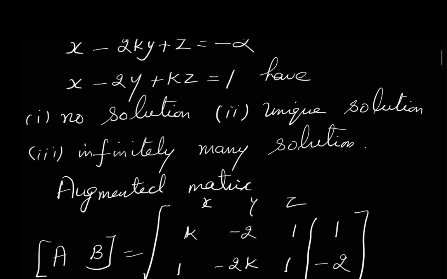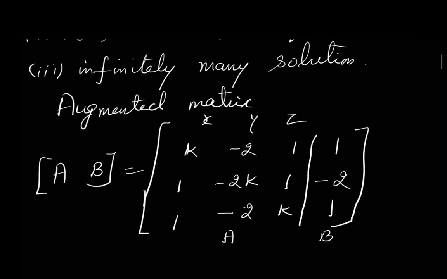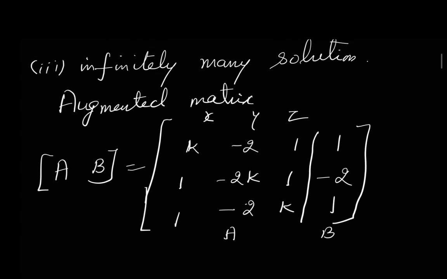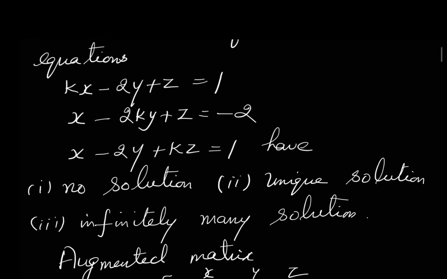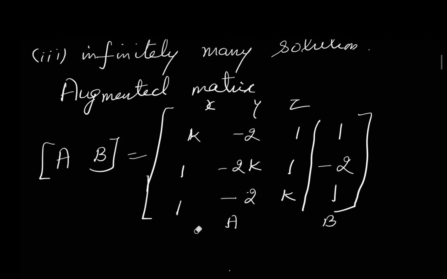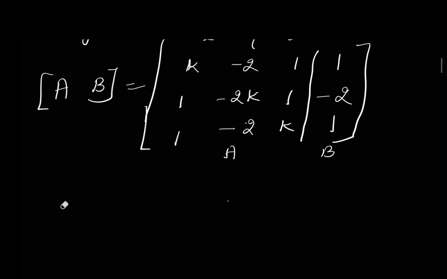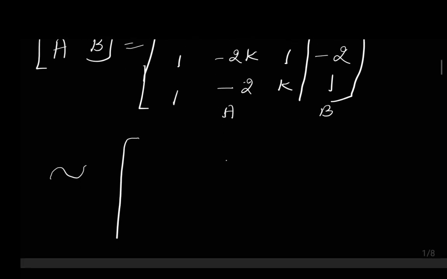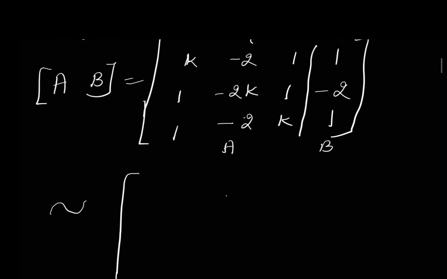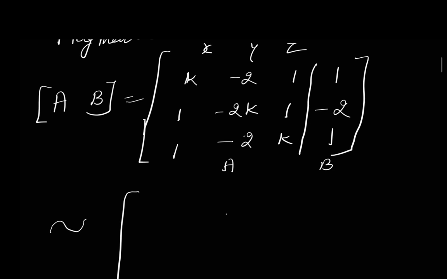First, let me bring the given system into the augmented matrix form. I collect all the coefficients of x, y, z in the three equations and write them in the augmented form. Now, let us do the elementary transformations to bring it into row echelon form. In that case, the first entry in the first row should be 1. But here I have k. So, look for the other entries in the same column.